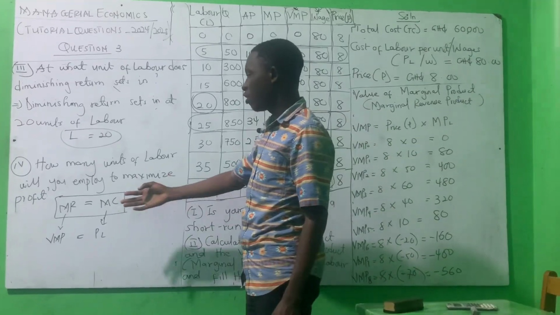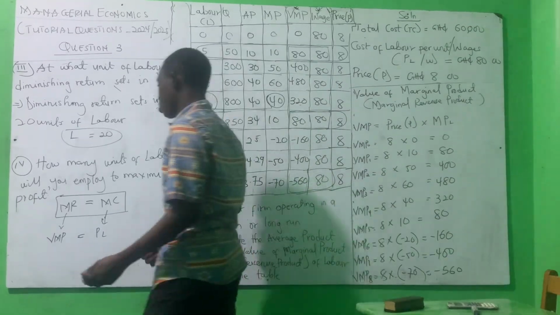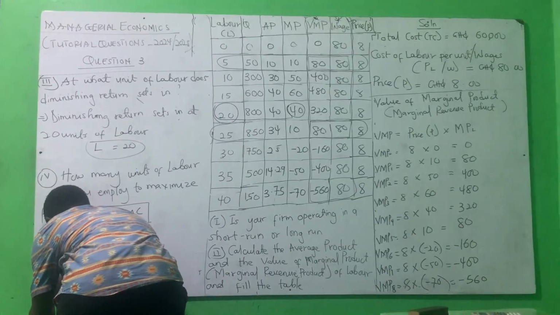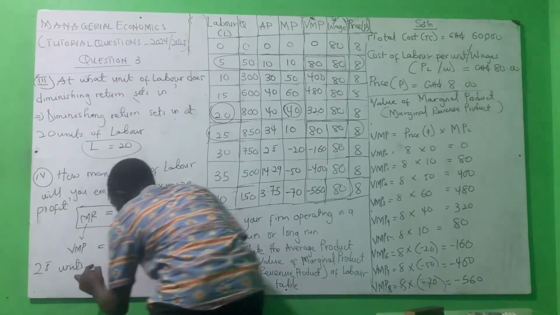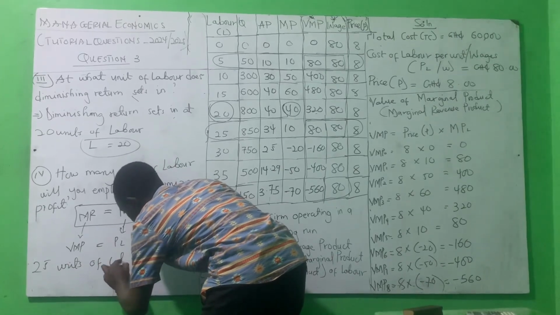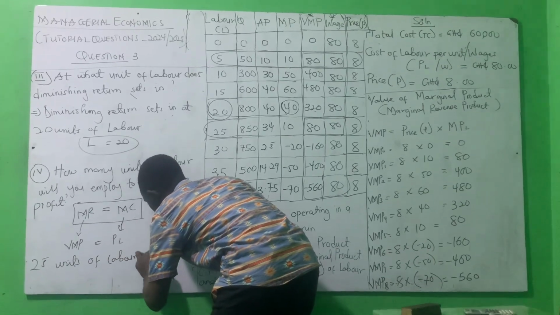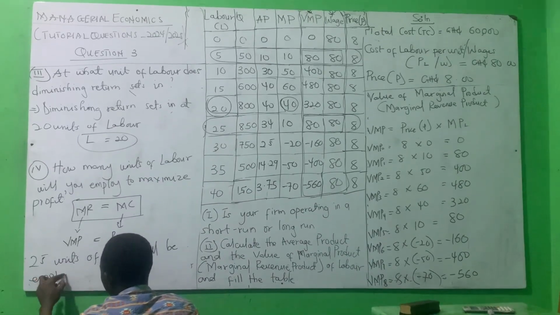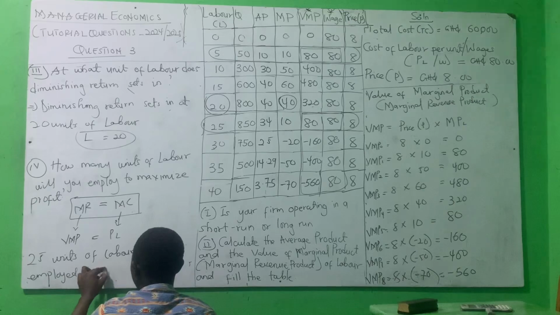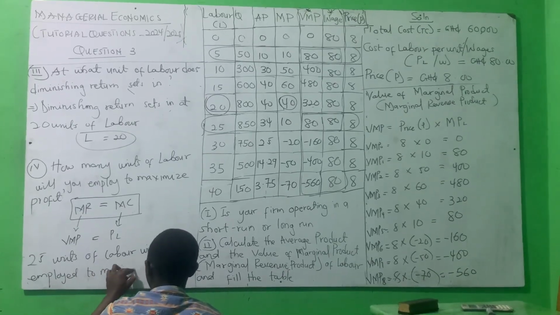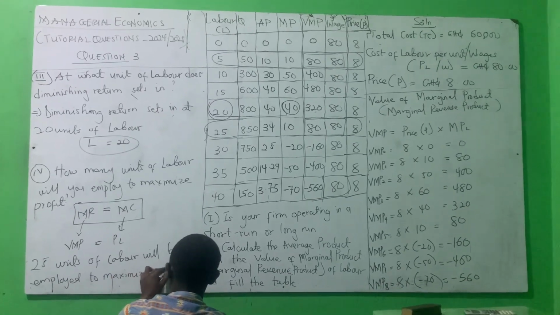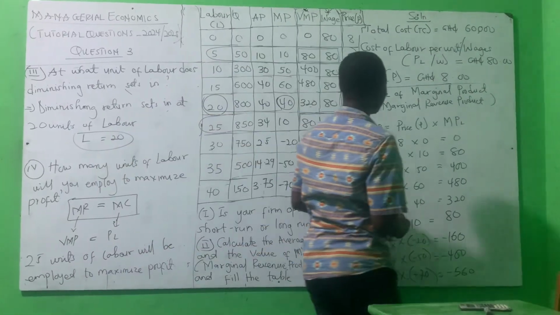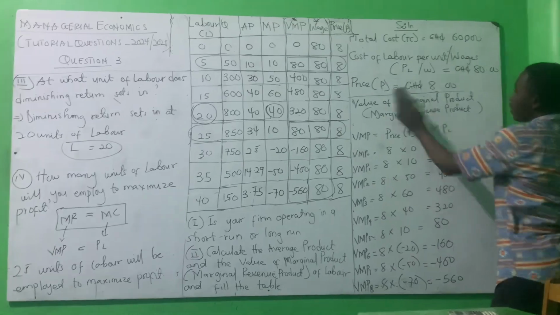So how many units of labor will you employ to maximize profit? So 25 units of labor would be employed. 25 units of labor will be employed to maximize profit. So that's how we solve the IV. So we move to the V part.